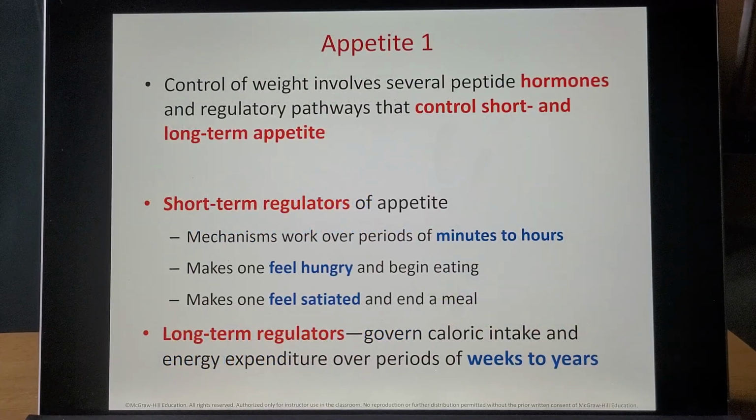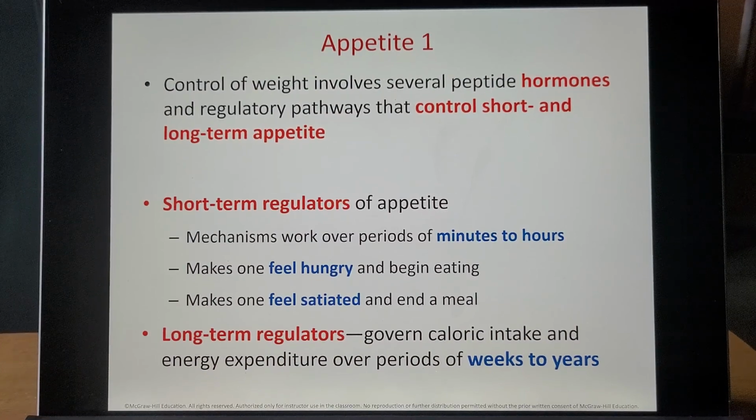With our hormones, they can either control short or long-term appetite. So you actually have those charts that are in the study guide where you fill them in. This is what we're talking about. For our short-term regulators, they work during an actual meal time, so only minutes to hours around a meal time. Either they're going to make you feel hungry so that you actually start eating, or feel sated, as in that kind of full feeling so that you stop eating. Our long-term regulators are going to work for weeks to years.